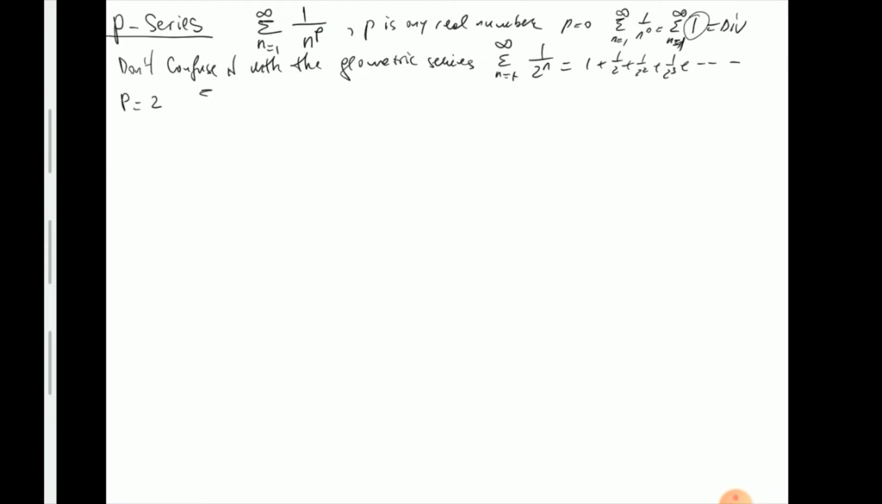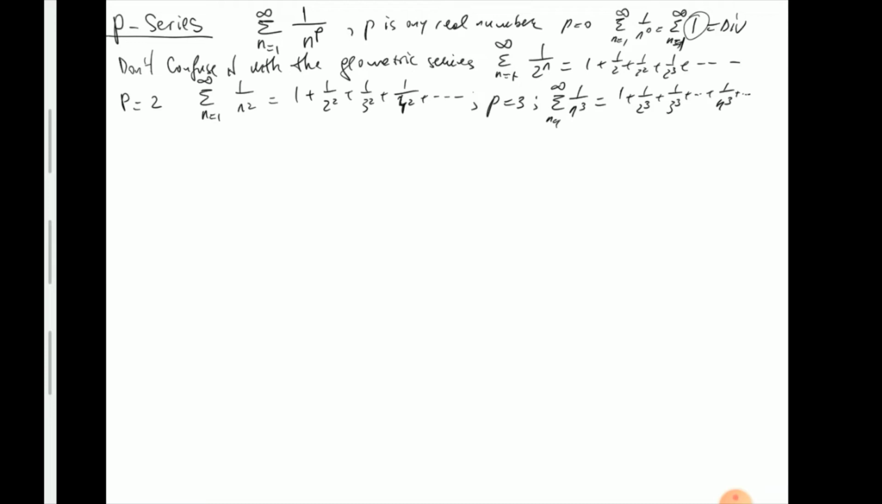So for example, when you have p equal 2, we had the series from the previous page, right? 1 plus 1 over 2 squared plus 1 over 3 squared, 4 squared, and so on. The exponent doesn't increase. If p equals 3, then the summation will be 1 plus 1 over 2 cubed plus 1 over 3 cubed, 1 over n cubed, and so on. So make sure you don't confuse it with the geometric series.